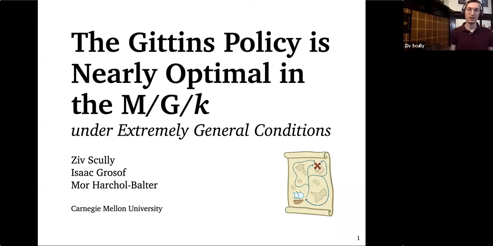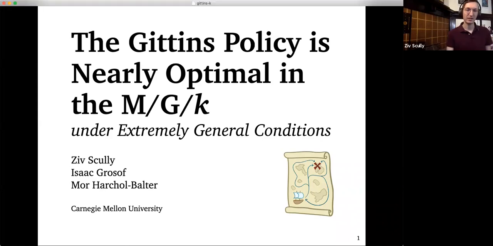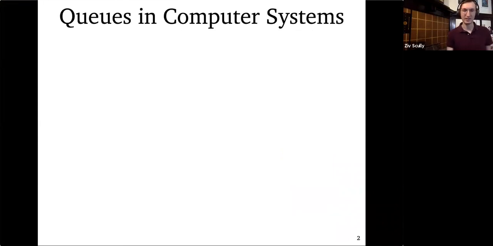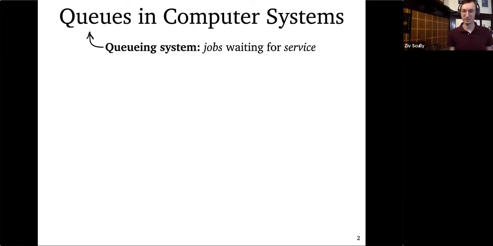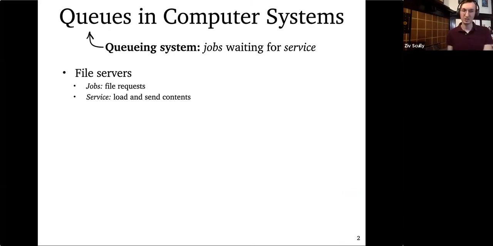Okay, so I'm going to start by giving a very broad overview of the area that this work takes place in. This work is going to be about scheduling and queuing systems. Queuing systems appear all over computer science. A queue is basically any time you have jobs waiting for some sort of service. As one example, if you have a web server, say a file server, jobs might be requests for certain files. And serving that job means loading the file from disk or RAM or wherever and sending its contents over the network. So that's one example of a queuing system.